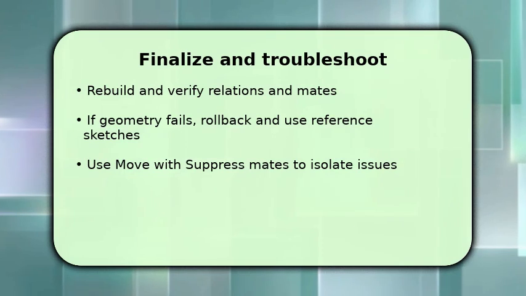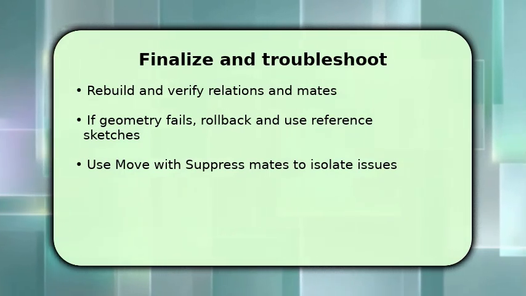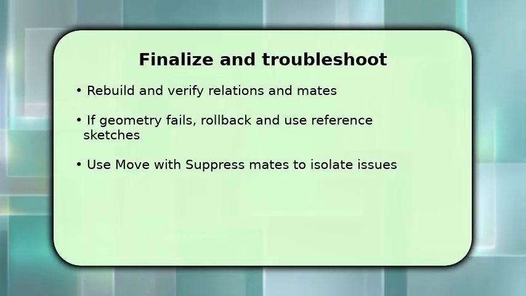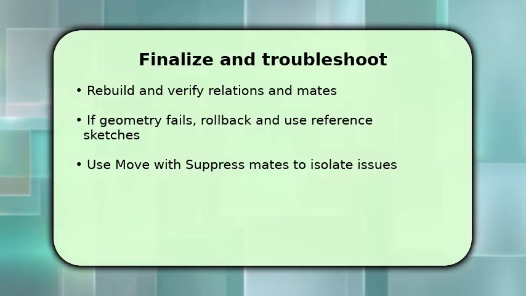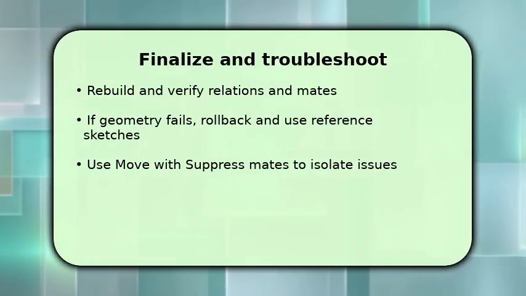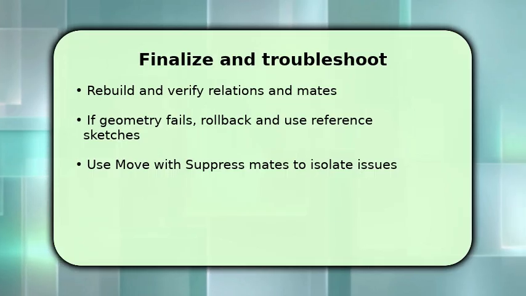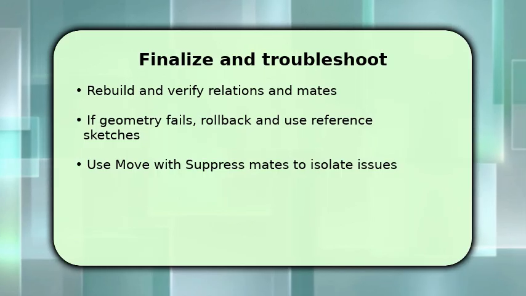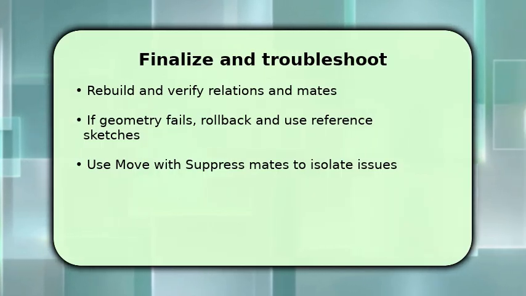You finish by rebuilding the model and carefully checking all relations, sketches, and mates to ensure nothing broke during the move. If something fails, immediately undo and try moving a created reference sketch or point instead of the global origin. This preserves topology while achieving the same alignment.